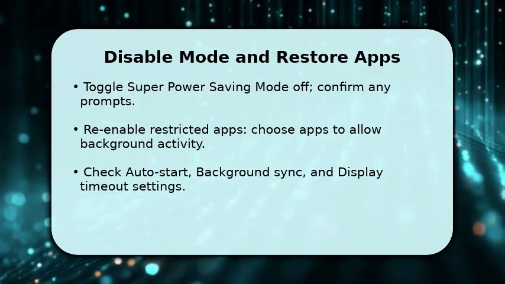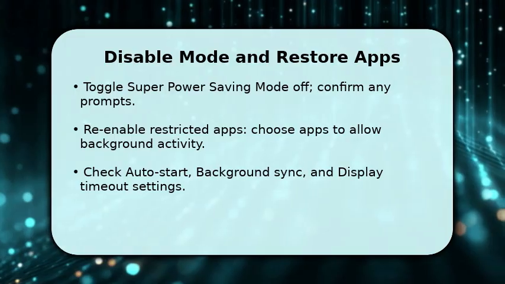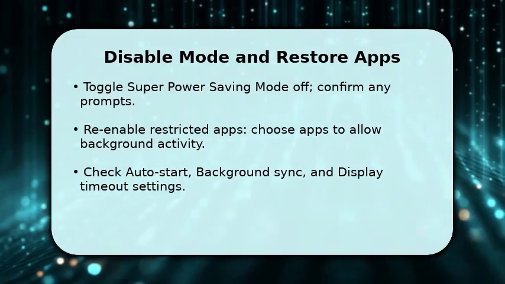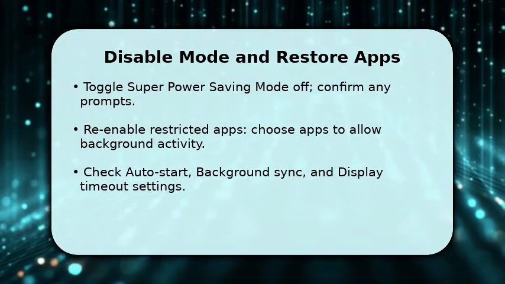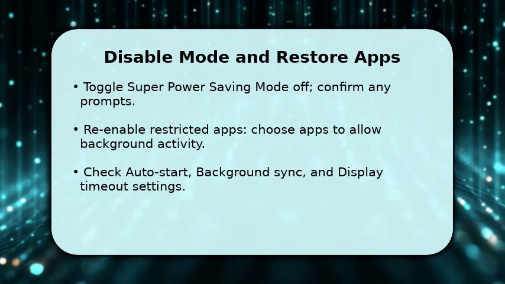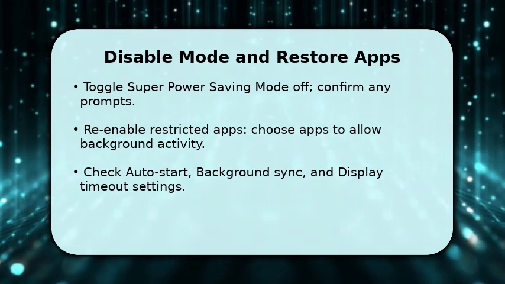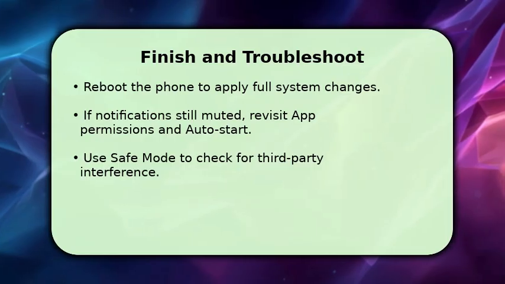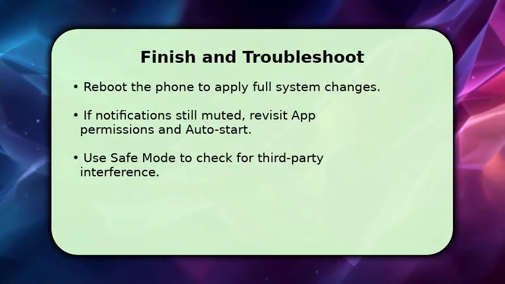Make sure Auto Start and background activity are allowed for crucial apps, and reset display timeout if it was shortened. These steps undo the deep restrictions so your phone behaves normally. After that, reboot if prompted to fully reinitialize services and schedule tasks. Finish by rebooting the Oppo to ensure all processes restart with normal priority.